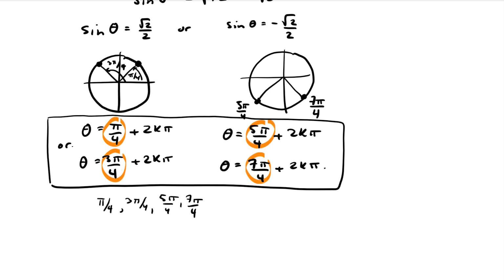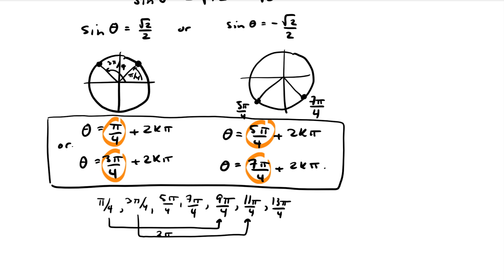Then we can add 2 pi to pi over 4, 3 pi over 4, 5 pi over 4, and 7 pi over 4. If we add 2 pi to pi over 4, what do we get? We get 8 pi over 4, that's 2 pi, plus pi over 4, we get 9 pi over 4. This is by adding 2 pi to this one. If I add 2 pi to this one, I'm going to get the next one here, which is 11 pi over 4. And all of a sudden, I realize I'm going to get all the odd multiples of pi over 4.